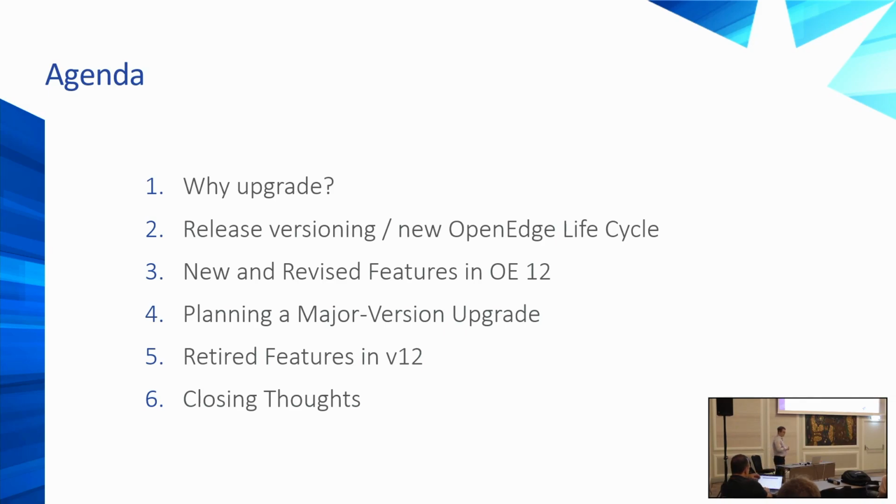And then we'll get into a high-level plan of how you would plan and execute an upgrade of your application across a major version boundary. What do you need to do? And then we'll close with a few retired features you should know about and some closing thoughts.